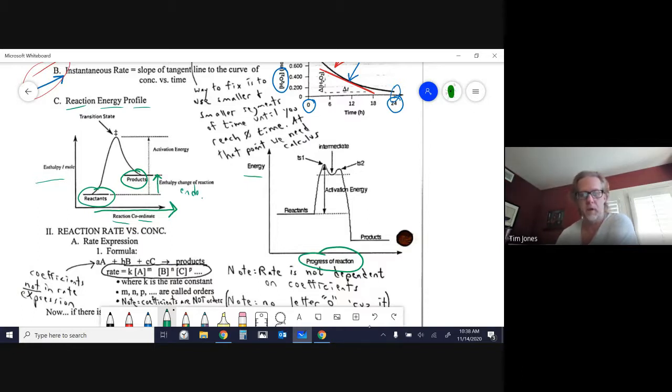This other one over here, the reactants are here, products are lower. So the change in enthalpy was that. So this would be exothermic.